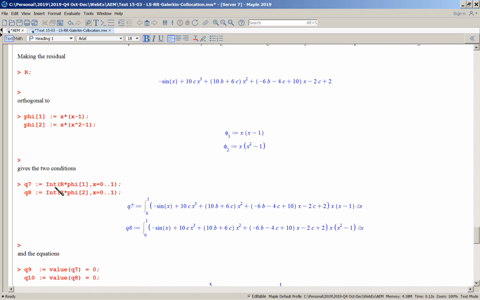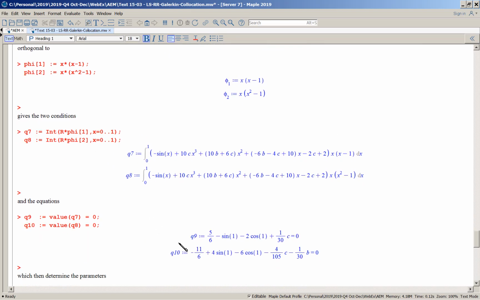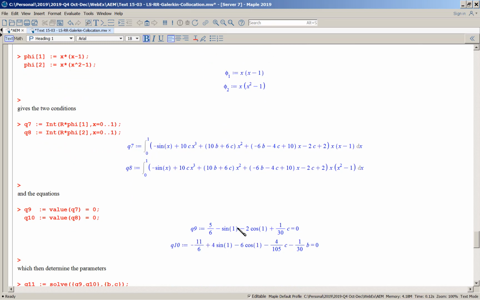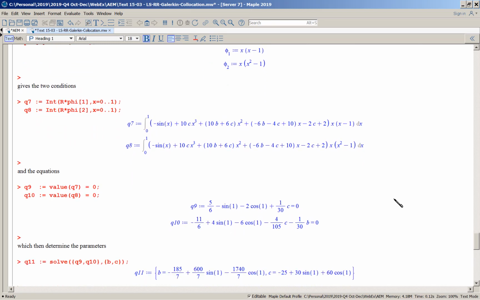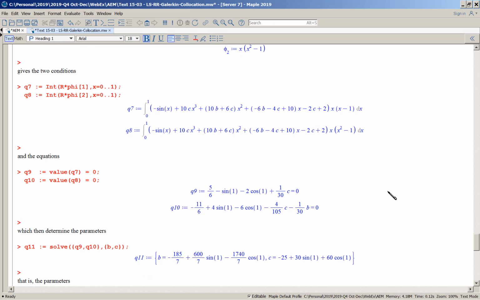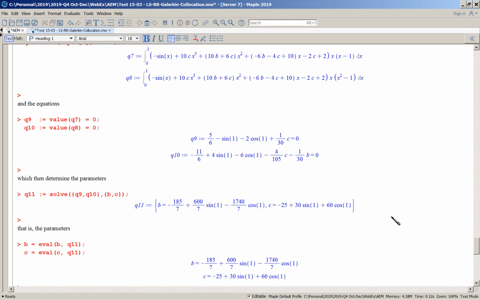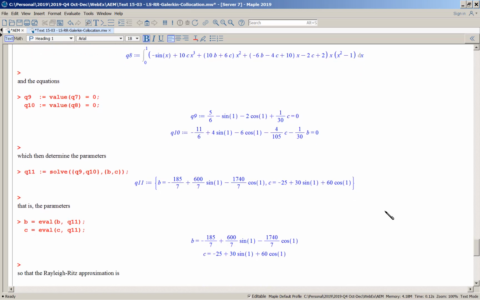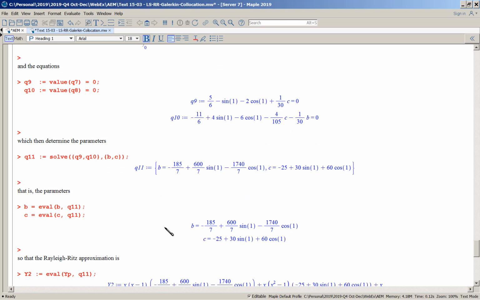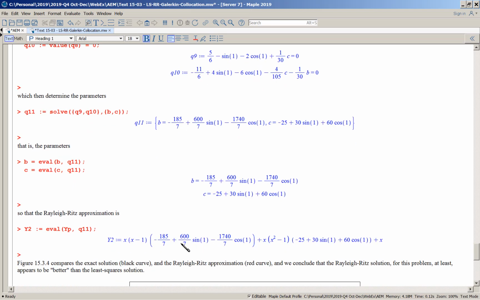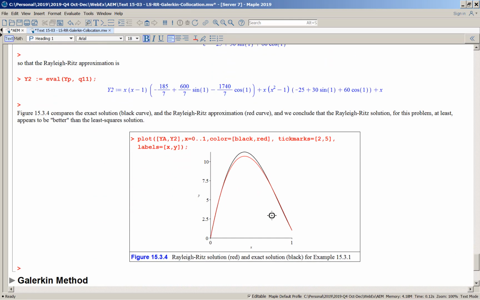And so in order to do that, we have to evaluate these two integrals. Turns out that we get these two expressions, or these two equations, solving for B and C under that modus of approach. We get B and C to have these values, and we have a second approximation, the Rayleigh-Ritz approximation, and when we graph the exact and approximate solutions, we see we have gotten a much better fit.